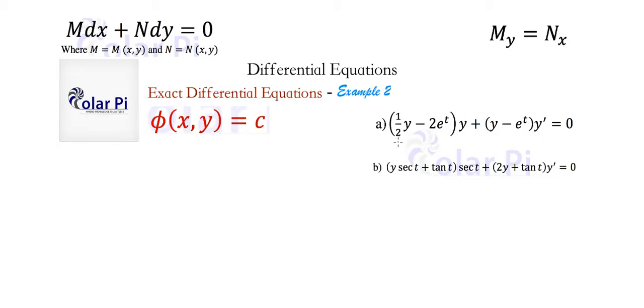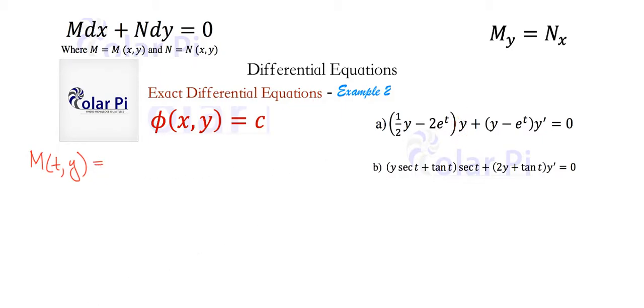And it's pretty clear in A that this is M, and this here is N. And notice that this time M and N are both functions of t and y, both in A and in B. Okay, alright. Now, let's write in A, M of t, y.